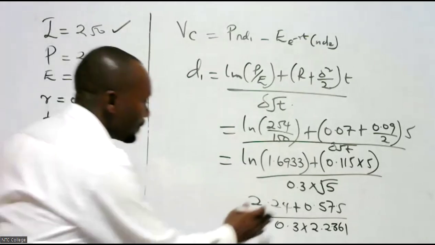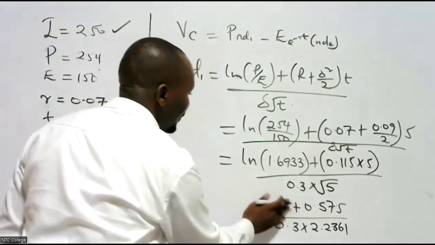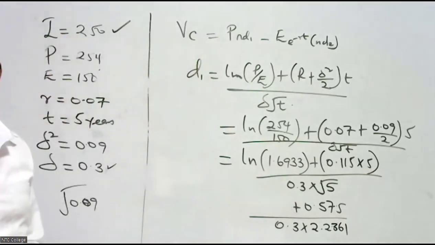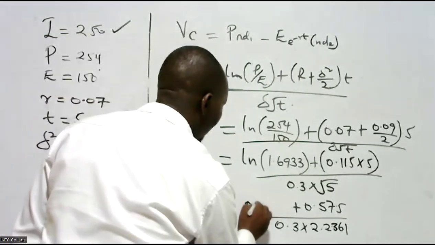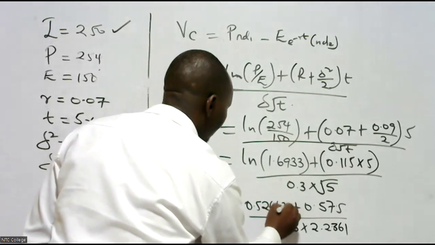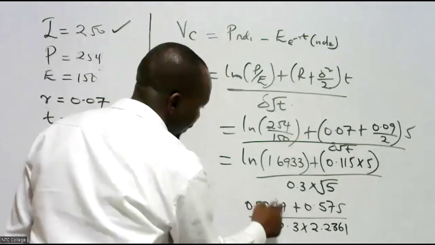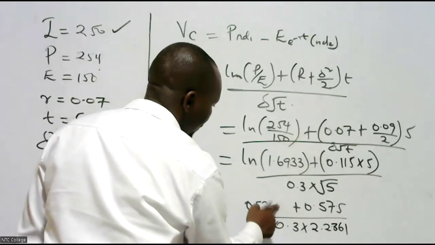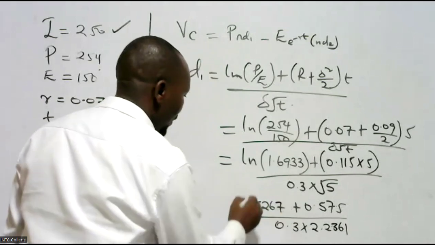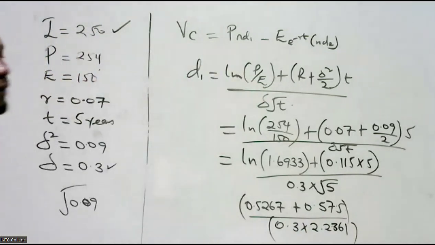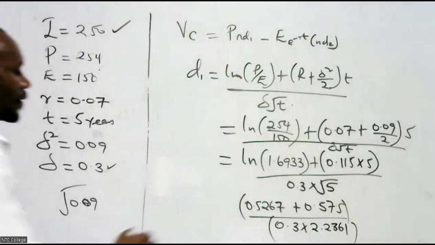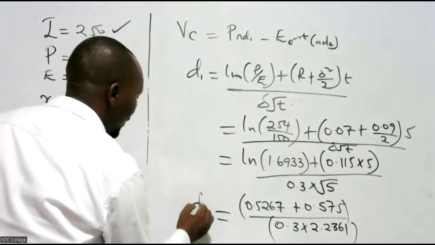So give me the Ln. 0.52667. So 0.52667, we can give this one 4 decimal places. Okay. You can now tell me d1.